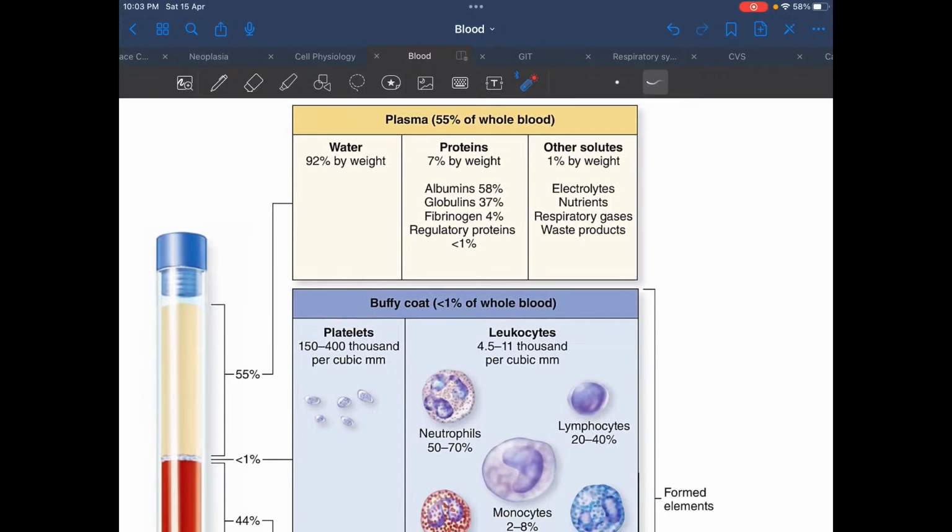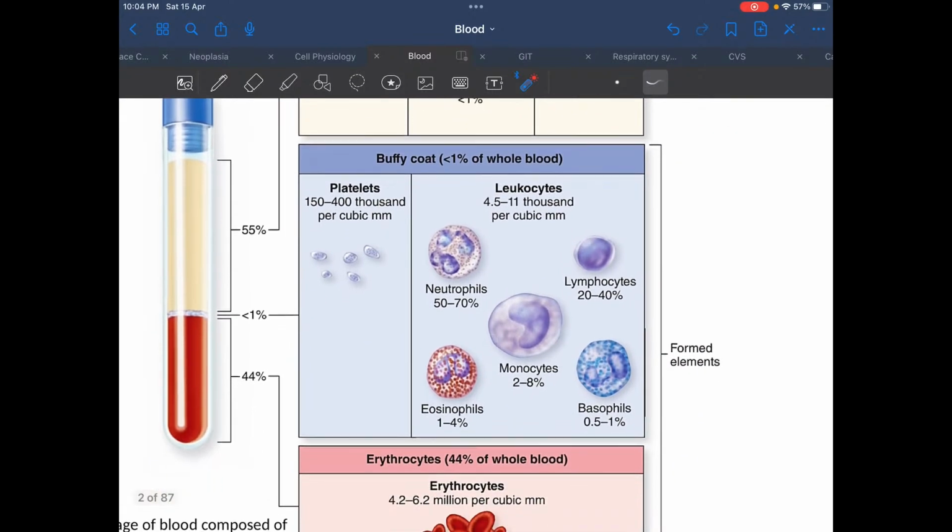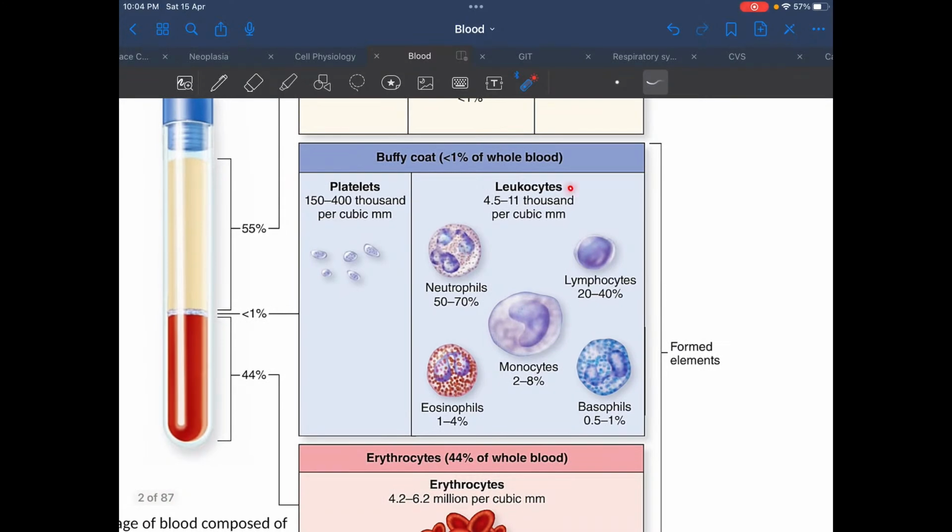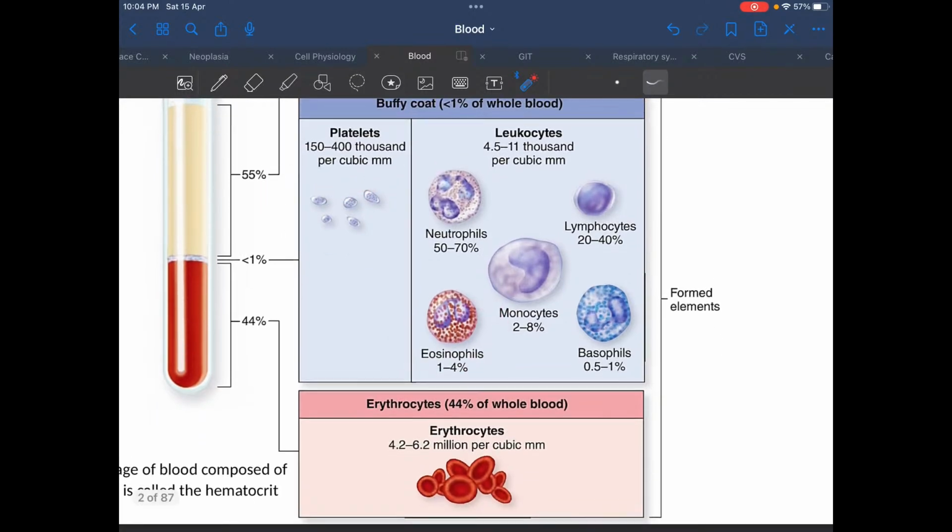In the case of plasma, we have water, 92% by weight. Then we have proteins. What are the different proteins present in the plasma? We have albumins, globulins, and fibrinogen as well. Whatever other solutes there are make up 1% by weight. When we talk about the buffy coat, we see the leukocytes: neutrophils, lymphocytes, monocytes, eosinophils, and basophils. Most of these immunological cells and their characteristics we have studied in immunology. So today we are going to go over platelets as well as erythrocytes.